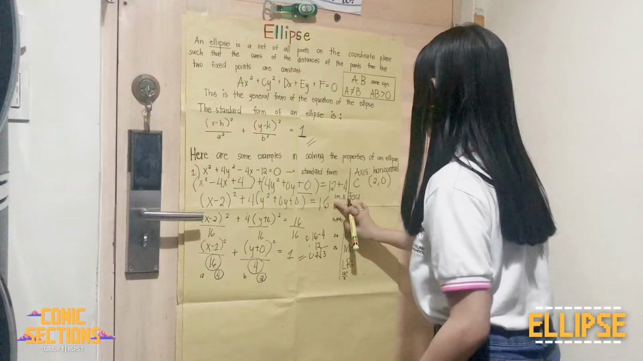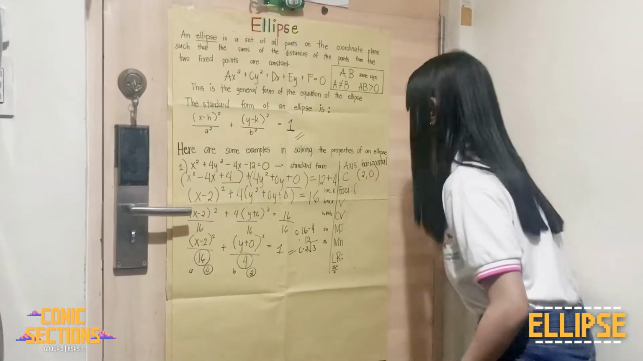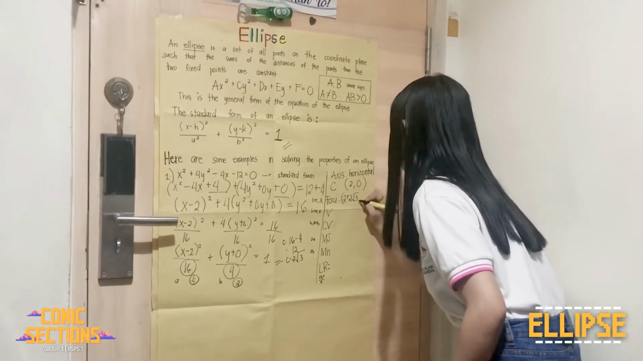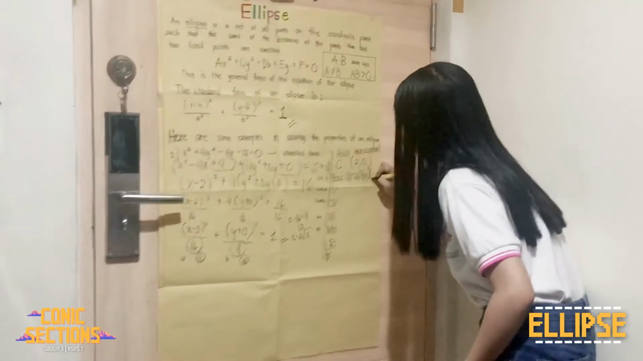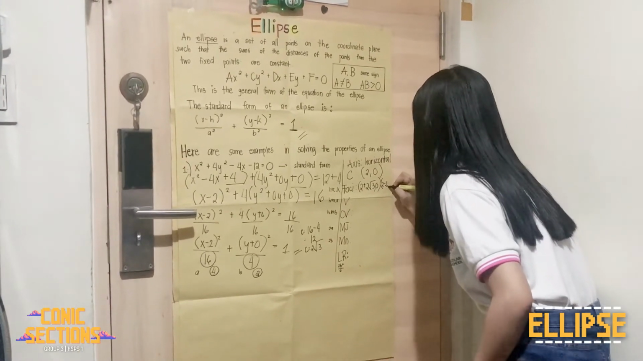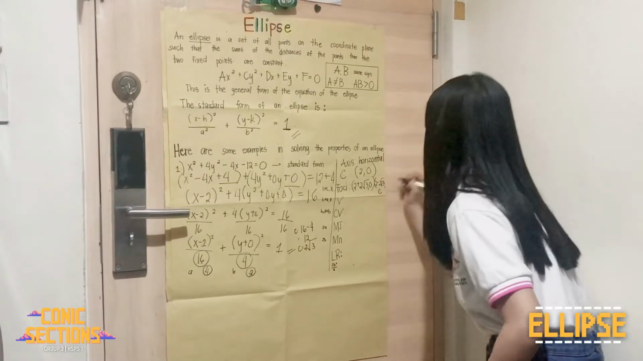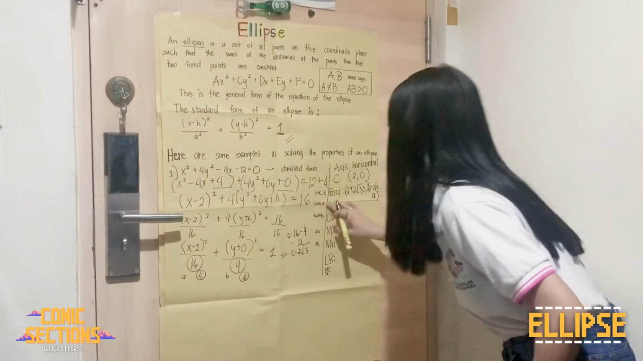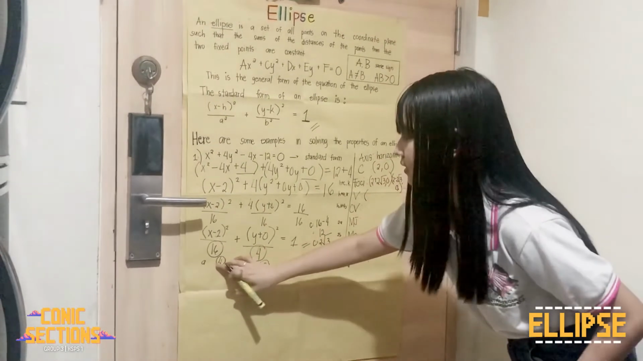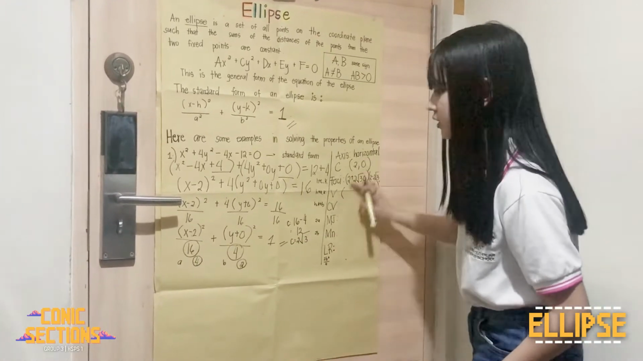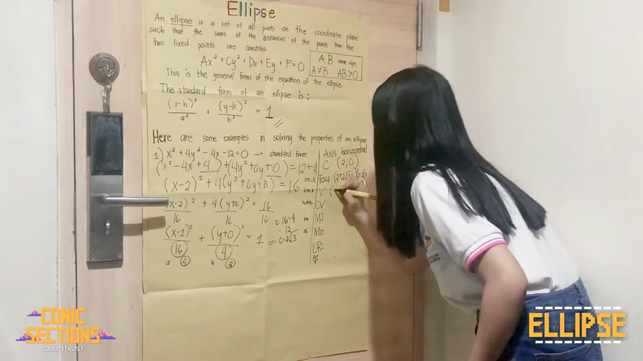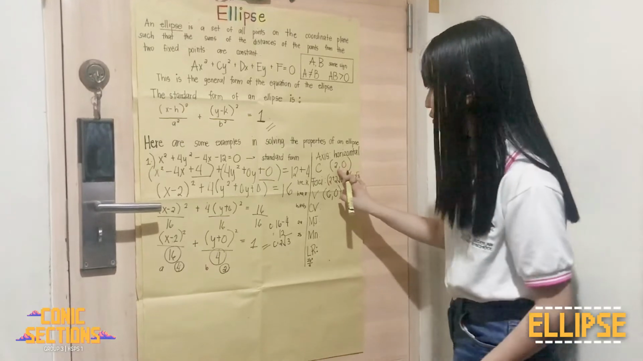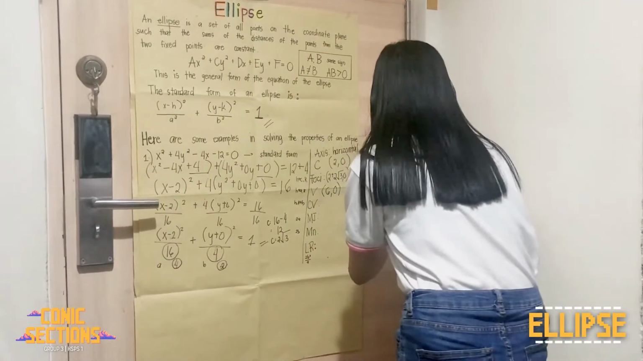Since this is horizontal, we're going to keep k here. So 2 plus c, and 2 minus c. In solving for the vertex, we have h plus a. So a is the square root of 16, which is 4. So 2 plus 4 is equal to 6, 0. And 2 minus 4 is equal to negative 2.